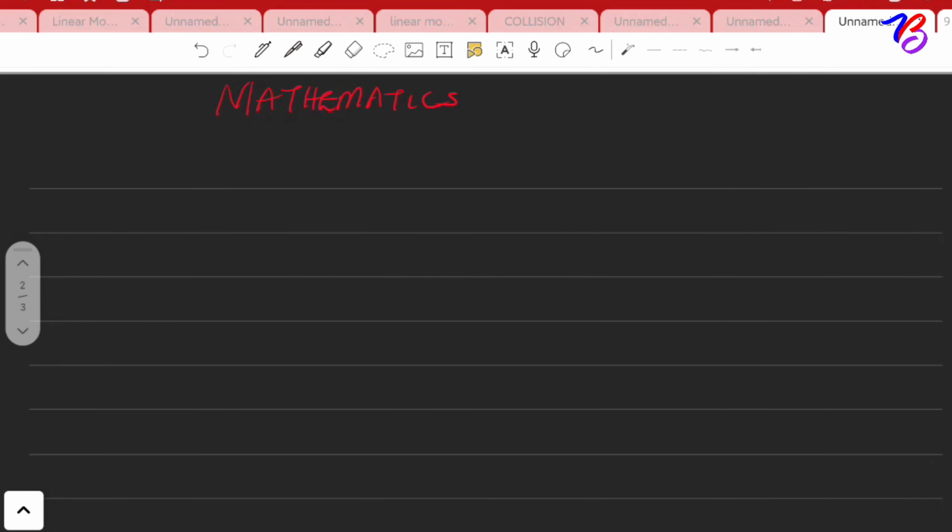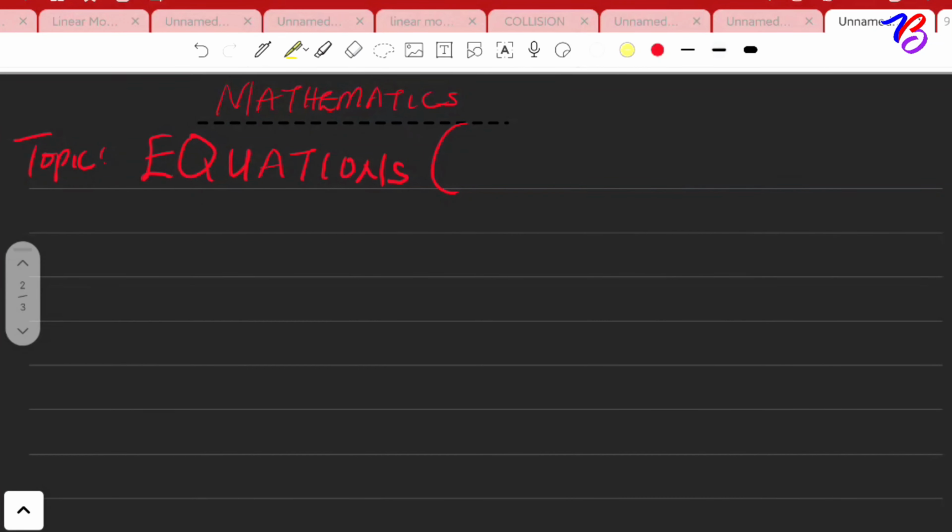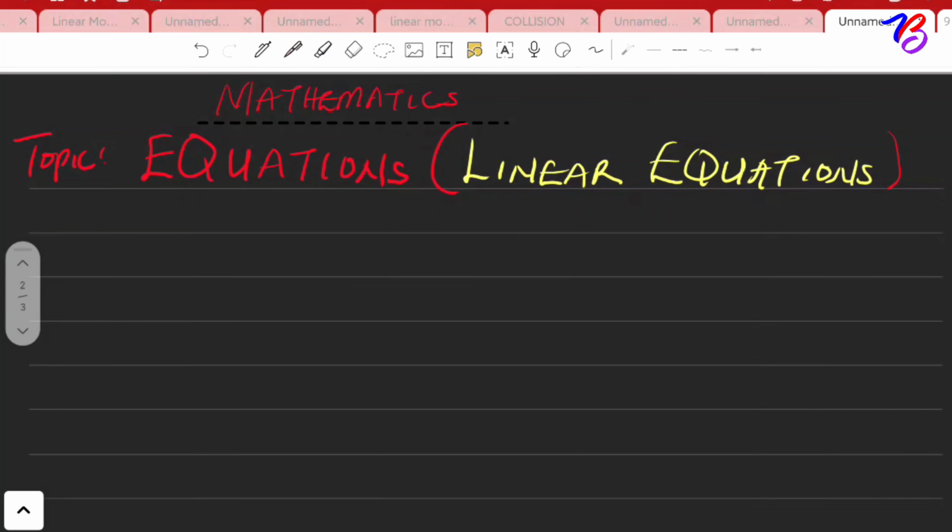Today, we'll be dealing with mathematics. Our topic for consideration today will be equations, meaning linear equations. Linear equations, that's the aspect we'll be focusing on today. So please pay attention and join us as we delve into the world of mathematics using the triune concept to solve and to understand mathematical problems.